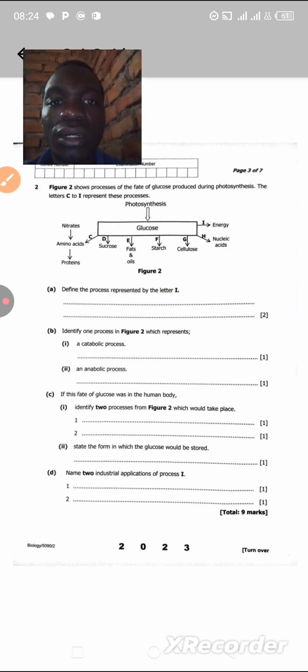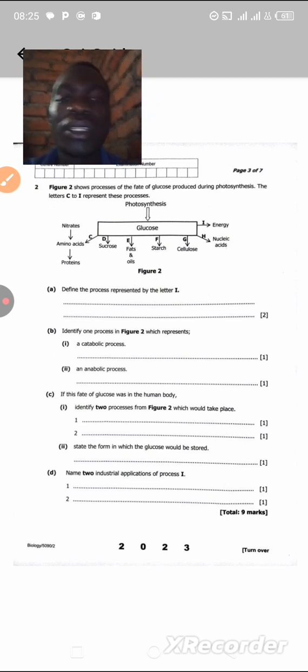So respiration is used in baking and also in brewing, in making alcohols. There are brewing, baking, and maybe biofuel and so forth. Those are the uses of process I, which is respiration, in industry.